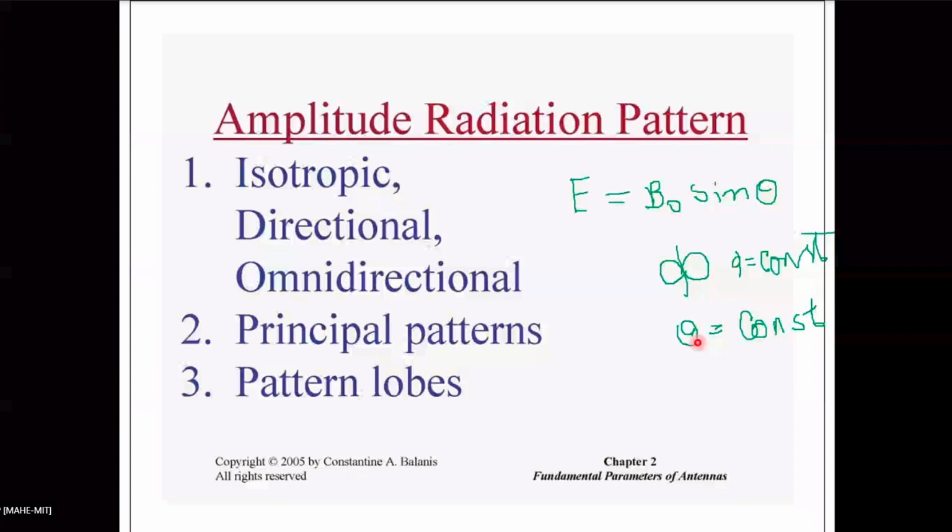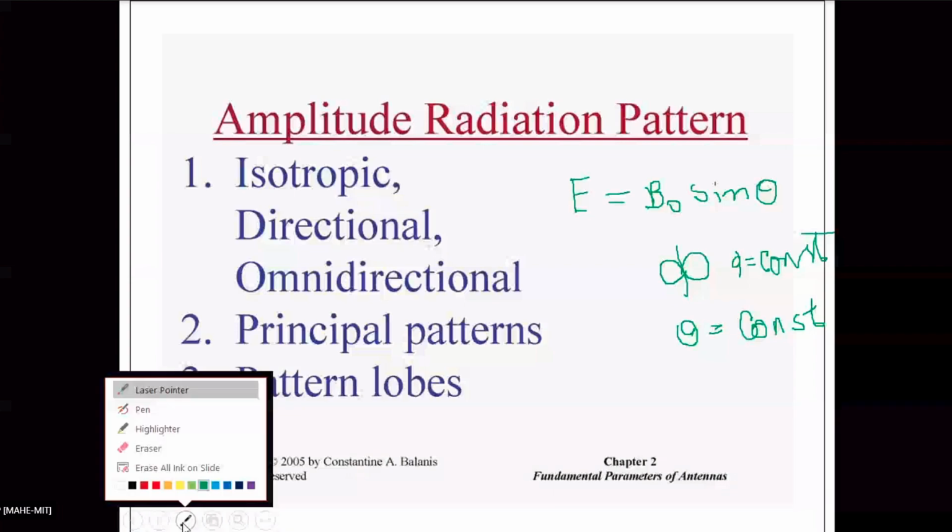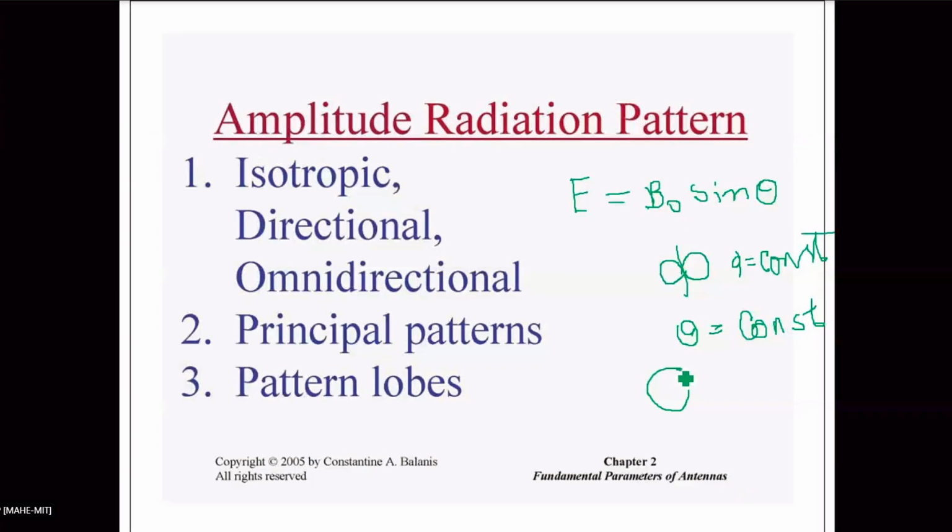In the theta is equal to constant plane, what will the pattern be? It is just E naught. If you want to plot E naught, how will the pattern look? It will be a circle, constant in all directions. Whatever phi you take, phi is equal to 0, 30 degrees, 90 degrees, it will be a circle.